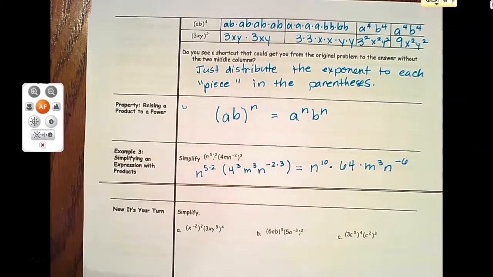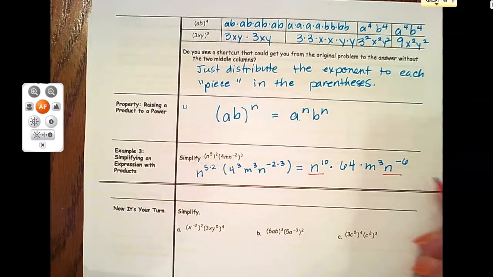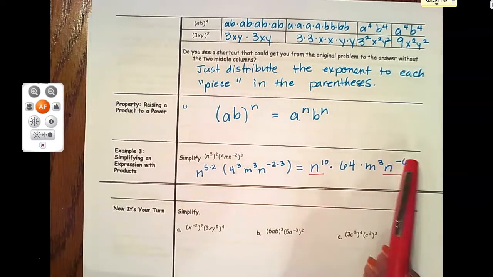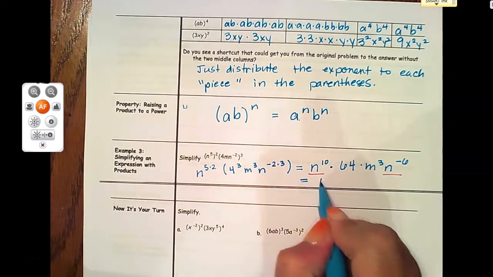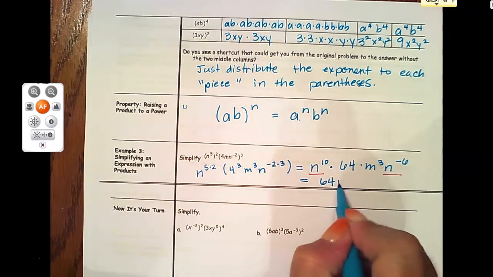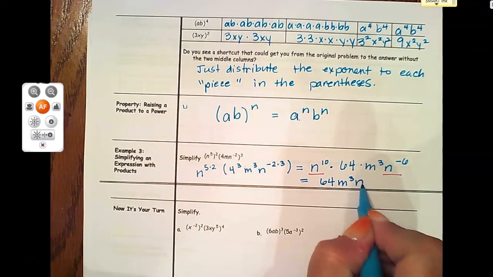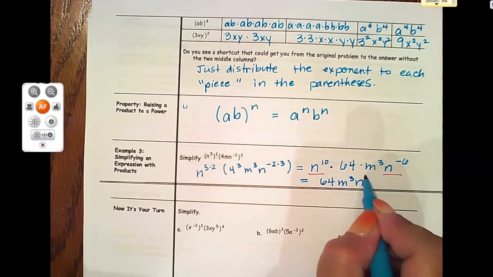So hopefully you're noticing that these n's can be combined together. They're a multiplication problem with all one base. So I want to do 10 plus -6, which is 4. So I'm going to still have my 64, my m to the third, but my n is 10 plus -6 equals 4.